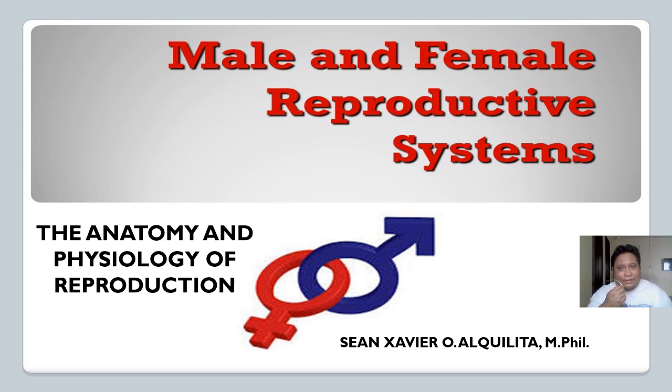I'm Sean Xavier Alcalita, and we're going now to the next lesson, or the fourth lesson of our gender and society topic, which is the anatomy and physiology of reproduction, or basically the male and the female reproductive systems.